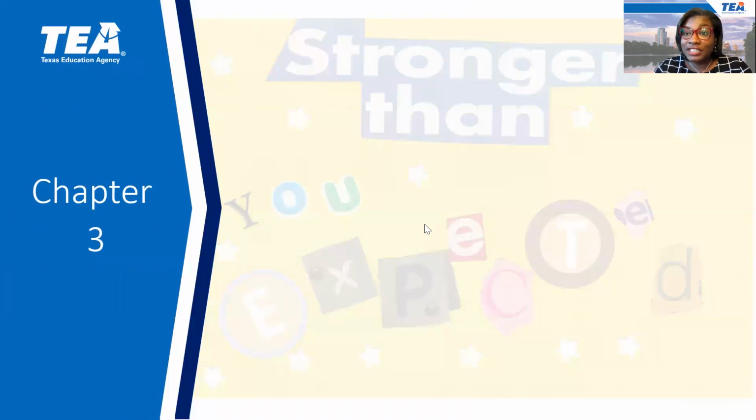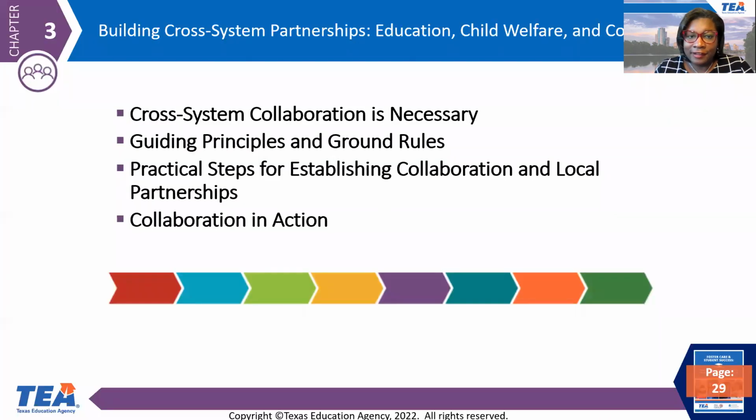Now let's head into chapter three. Chapter three. So in chapter three, we talk about building those cross-system partnerships. Remember that purple is building those collaborations. So now we're talking about building partnerships in education, child welfare, and the courts. So this chapter three talks about cross-system collaboration, how it is necessary, the guiding principles and the ground rules, the practical steps for establishing collaboration and local partnerships, and then collaboration in action.